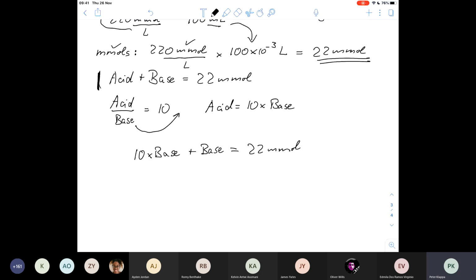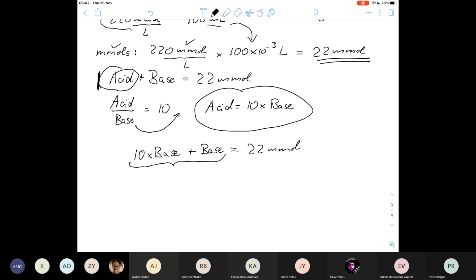Yeah, we need 10 times more acid than we have base. John gets it right. So what we can do is we can just simply factor out, because why do we have two base? Well, I just substituted this acid here with what I calculated here. Absolutely, it's from the substitution.